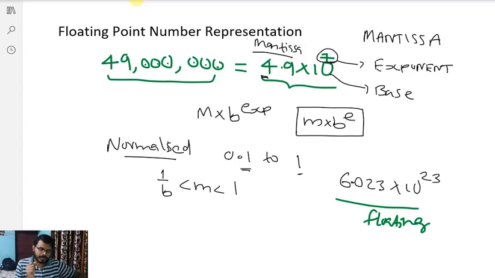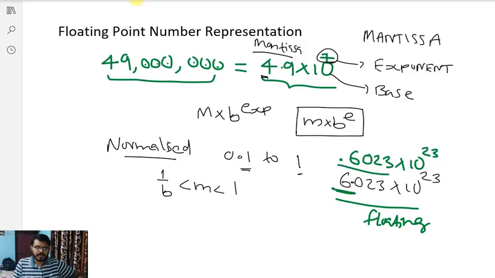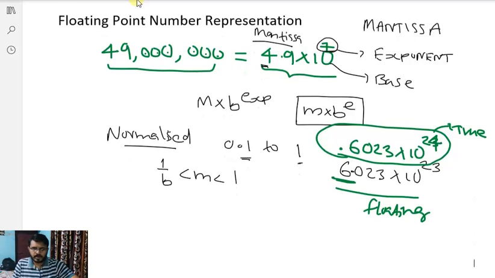If it is normalized floating point notation, then the first digit must be in between 0.1 and 1. So this can be written as 0.6023 into 10 raised to 23. Now this notation is said to be normalized floating point notation, and this 23, sorry, here it will be 24, this 24 is the exponent. Now this is the true exponent. So when we make it normalized floating point, the exponent is the true exponent. Okay, so that's about normalized floating point notation.